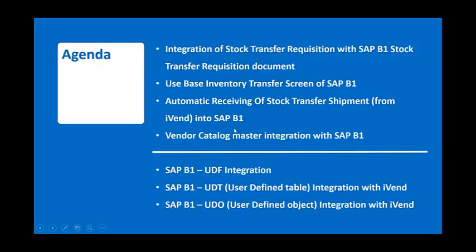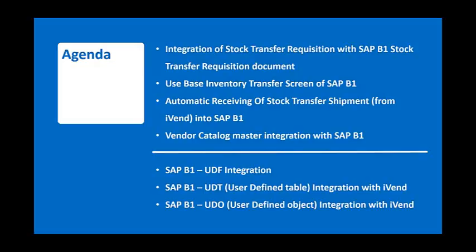But the stock transfer portion still remains the most important part as far as transaction integration is concerned. What we have done, if I were to read it out, is the integration of stock transfer requisition with the SAP Business One stock transfer requisition document. That means if you do a stock transfer requisition from iVend, it will start appearing in the stock transfer requisition document in SAP Business One.